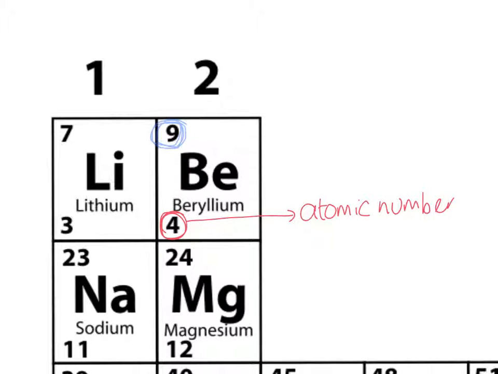And what the atomic number represents is the number of protons in an atom. So if I want to know how many protons I have in an atom of beryllium, I look at its atomic number. Then what about the top number? The top number is bigger. And the top number is what we call the mass number.